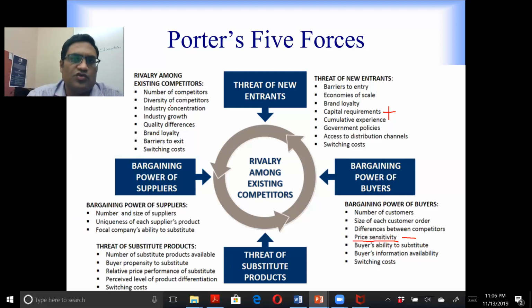All right, so you are going to just pick one out of these. For threat of new entrants, you're going to pick one. For bargaining power of buyers, you're going to pick one. So similarly, you're looking at five different things, one from each of these, which are relevant to your company.